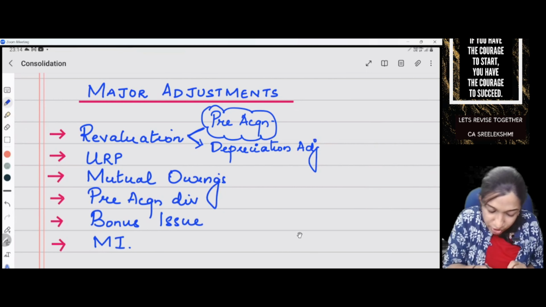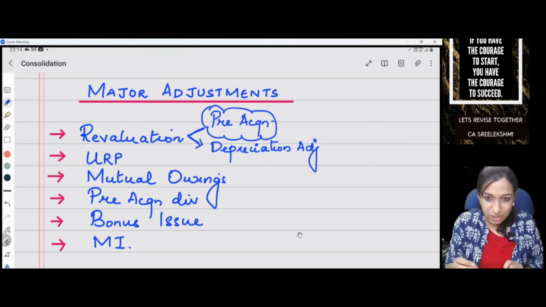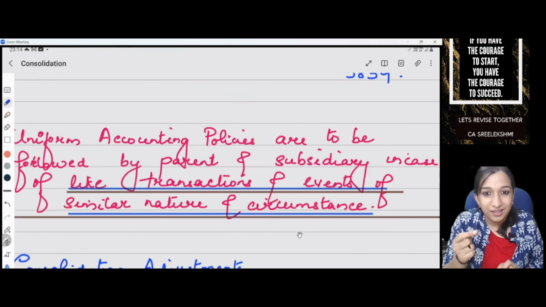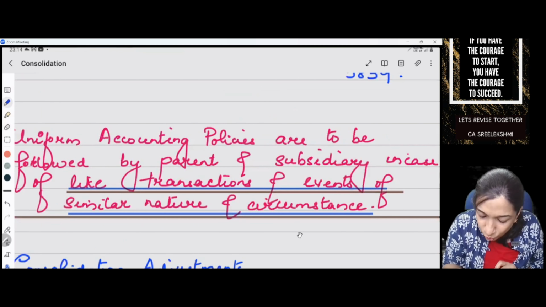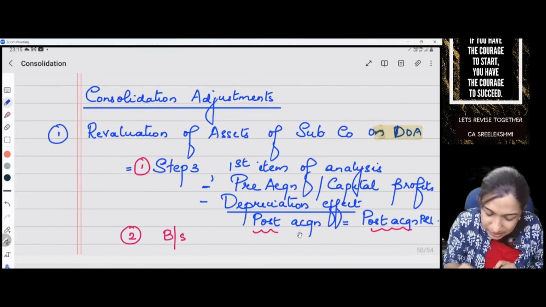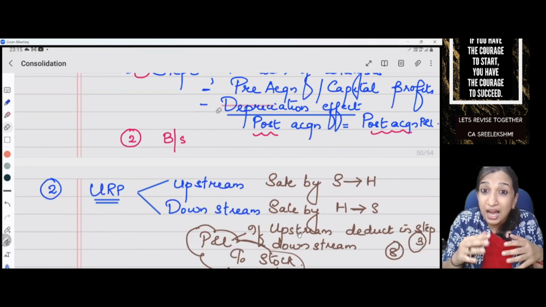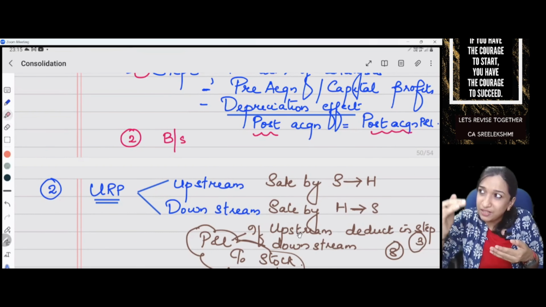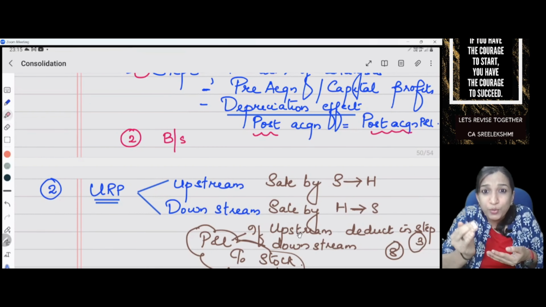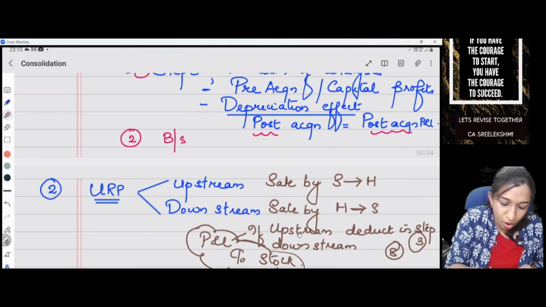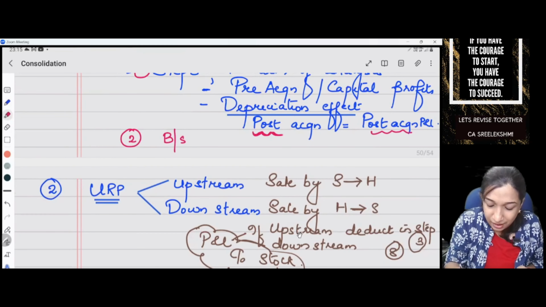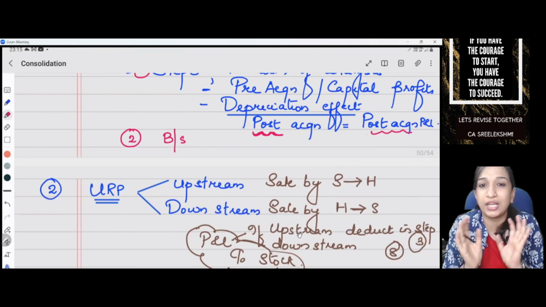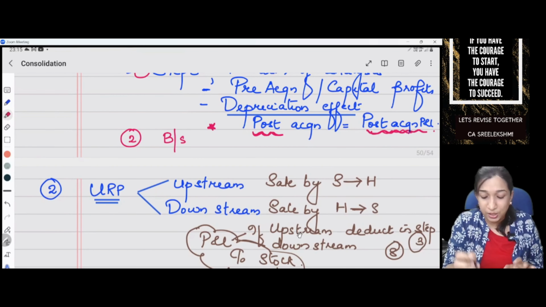So what we are saying, revaluation profits are always pre-acquisition profits or capital profits, and when there is revaluation, always give effect to depreciation. And this depreciation, if revaluation profit, is additional depreciation, because asset value increase means more depreciation. Revaluation loss, asset value reduces, means less depreciation. Always give the effect to post-acquisition P&L. The effect is always in post-acquisition P&L.